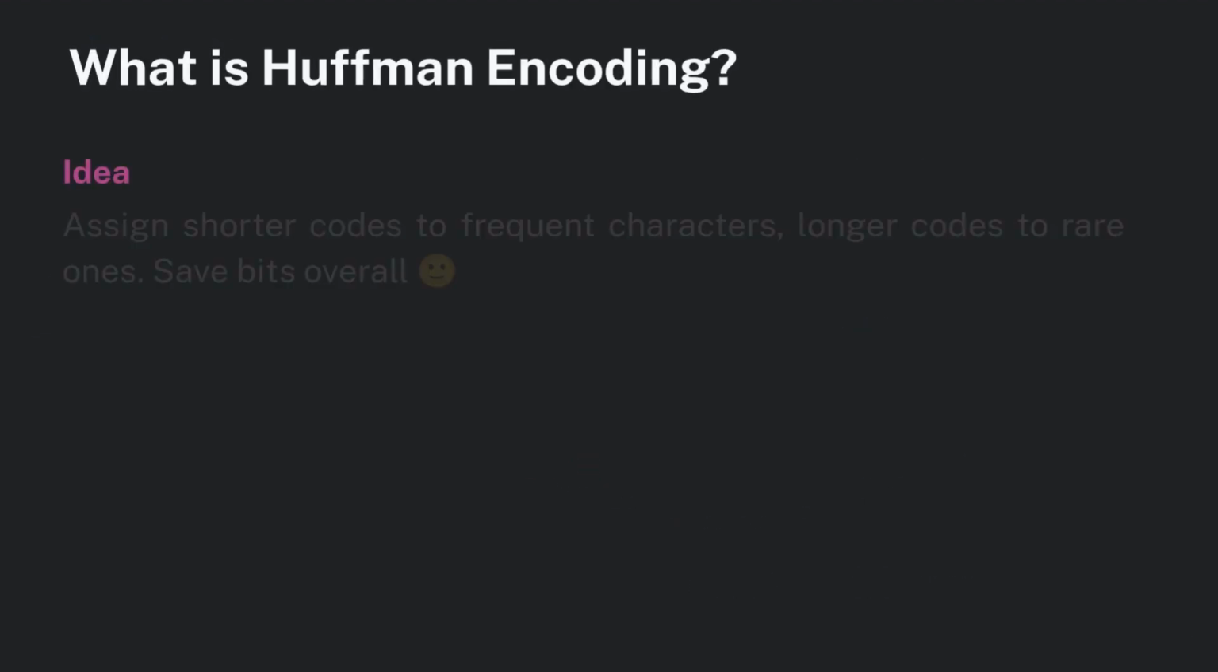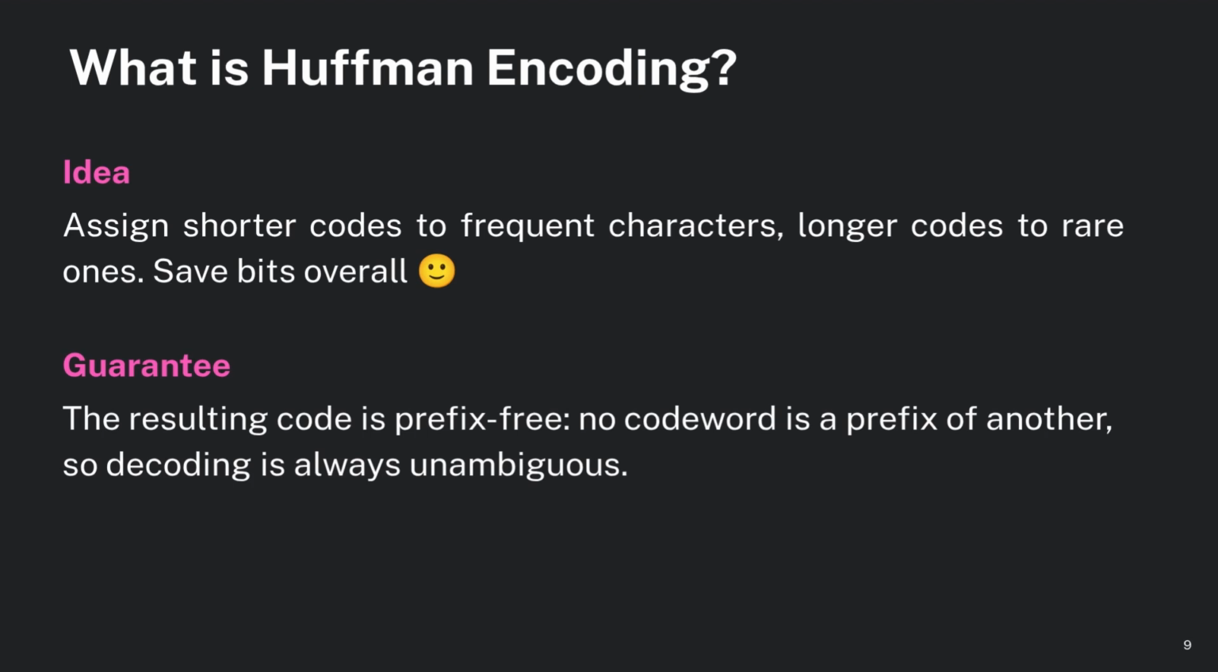So the idea behind Huffman encoding is that it assigns shorter bit codes to frequent characters like E and longer codes to rare ones, as we saw in the case of Z. By doing that, it minimizes the total bits needed to represent a message.